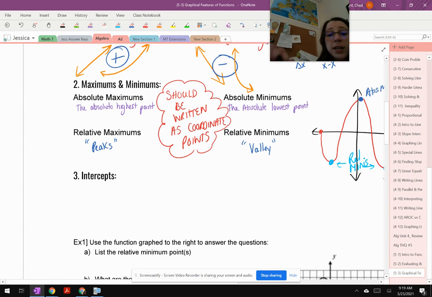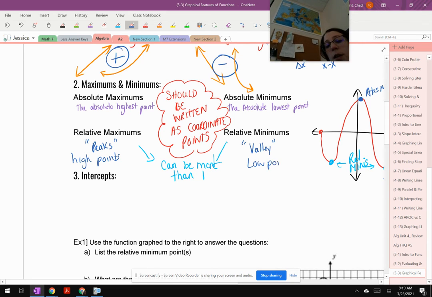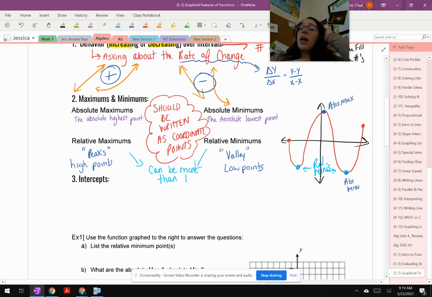For your relative max and mins, it's important to realize that there can be more than one. These are what you would call your high points and your low points. Not necessarily the lowest, but those peaks and valleys.